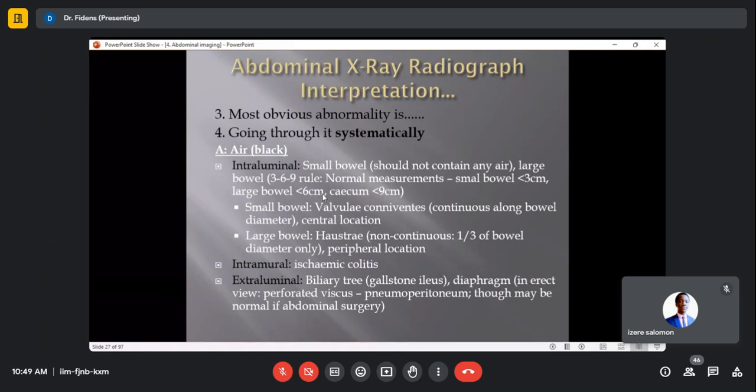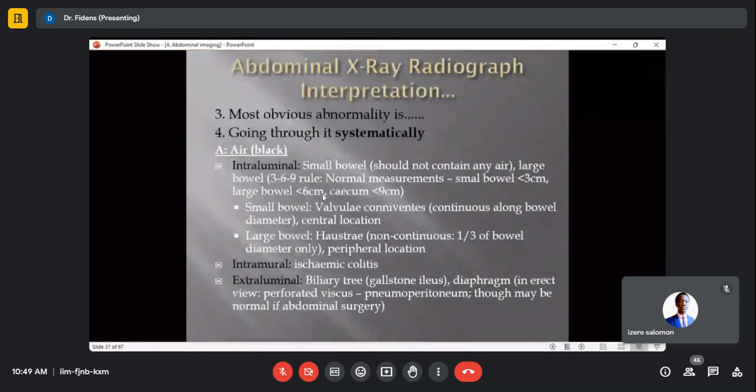So the differentiation normally is about the size. The small bowel is small in diameter, the large bowel is bigger, but the cecum is the biggest part of the intestines in terms of diameter. But there are also some other differentiations. On plain abdominal X-ray, small bowel has what you call valvulae conniventes. There are valvulae conniventes on plain radiograph.